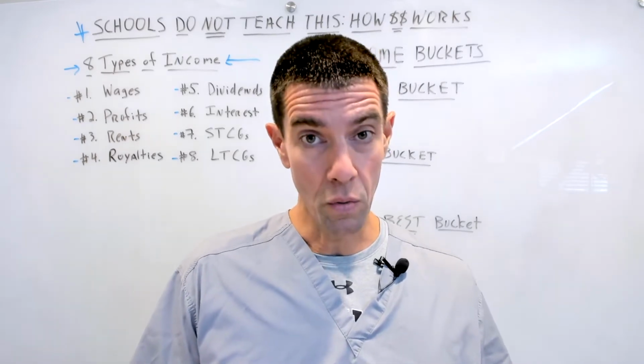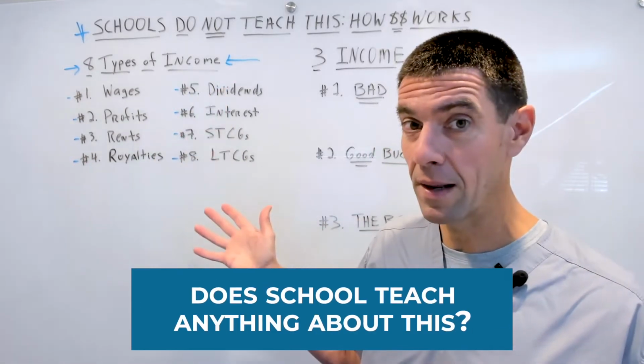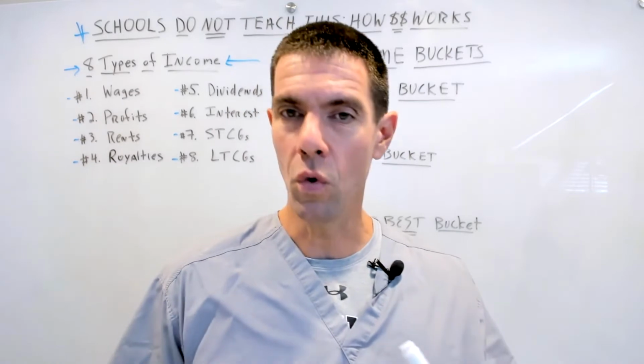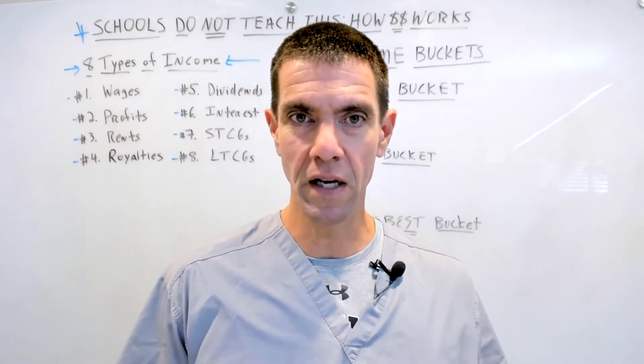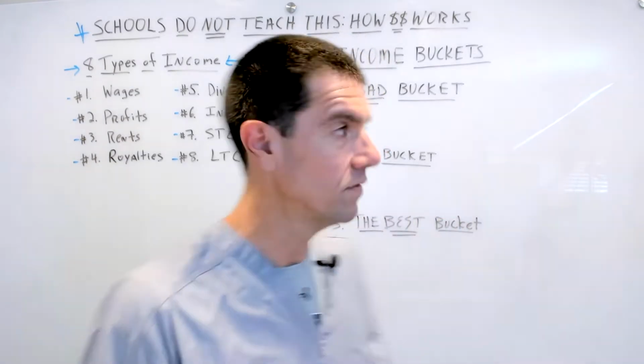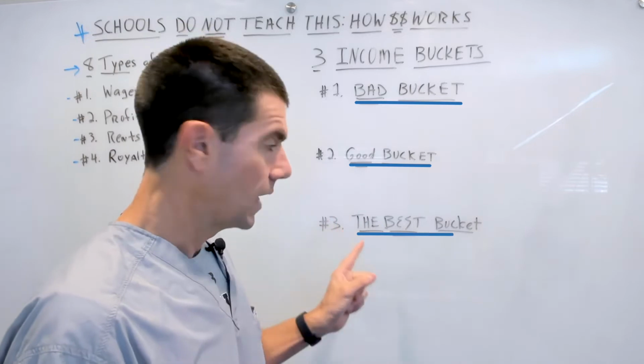All right. So now you know the 8 types of income. Question: did schools teach you anything about this? Me neither. All right. Now that we know the 8 different types of income, let's put those into 3 types of buckets. And I'm going to call these my income buckets: bad, good, and the best.